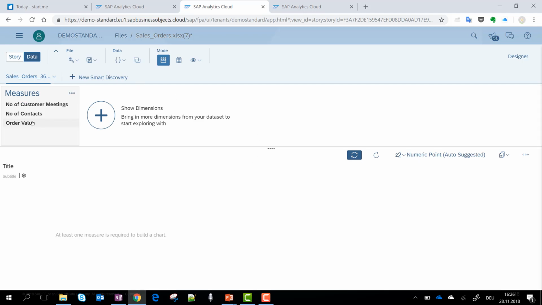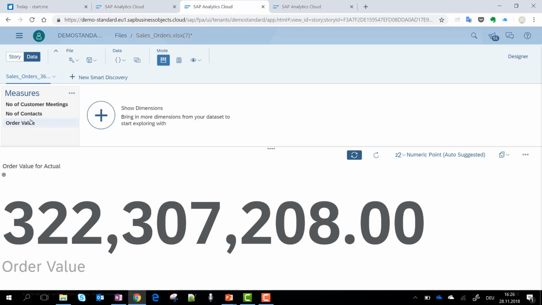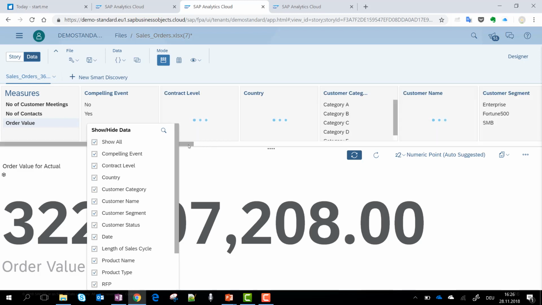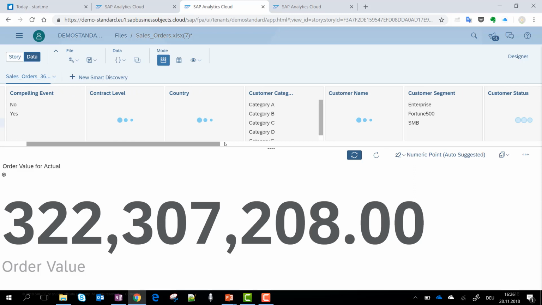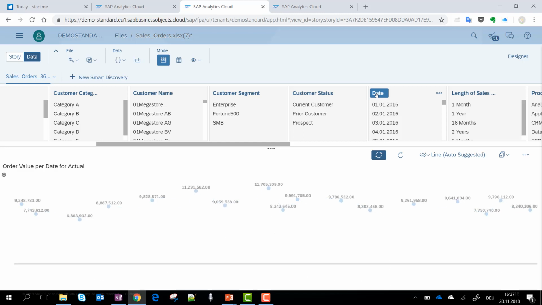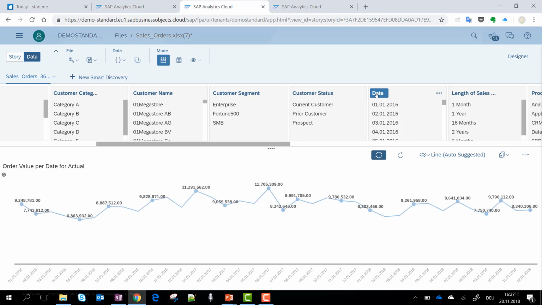And the key one obviously is my order value. And so my order value now comes the somewhat classic slicing and dicing in the data. There are just so many dimensions I might look at. So order value, how did it develop over time? So system, show me. And now the system goes back and picks the correct chart to best present this.